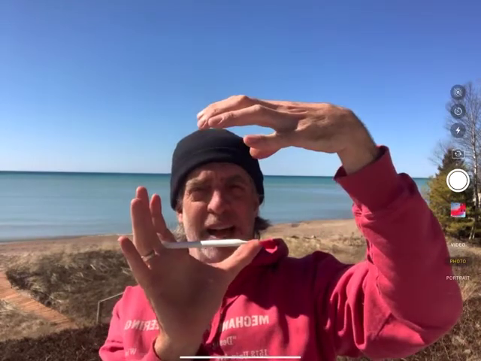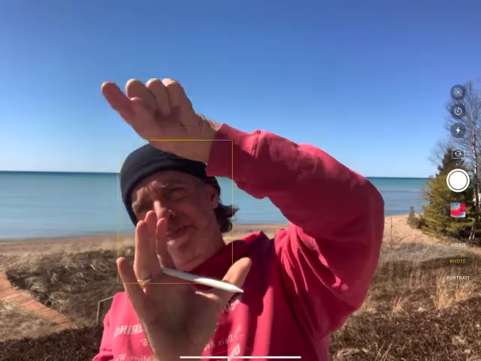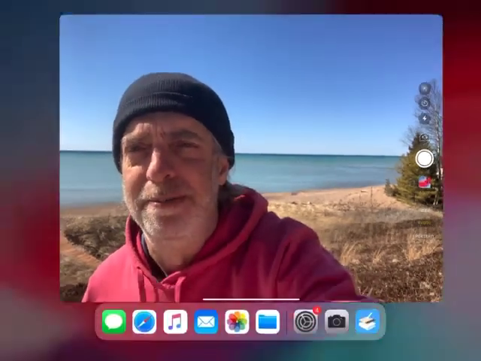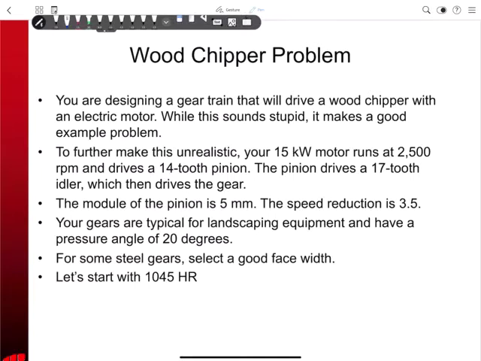But what's interesting about this is that the idler gets driven by the pinion, but the idler also drives the gear. And so this is going to wind up being a 3.5 speed reduction, or a speed ratio of 3.5. All right, so anyway, back to the problem. The module of the pinion is 5 millimeters. Speed reduction is 3.5. We said that already. And for typical landscaping equipment like a wood chipper, the pressure angle is 20 degrees. That's kind of standard stuff.